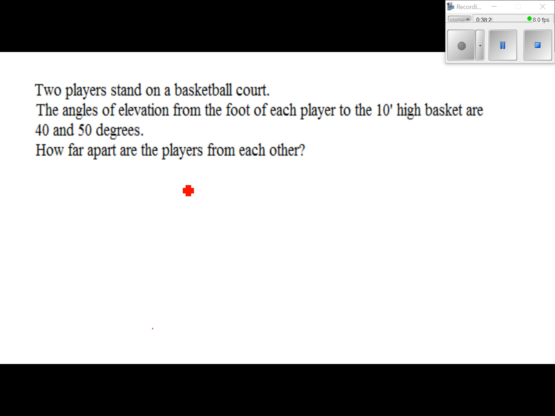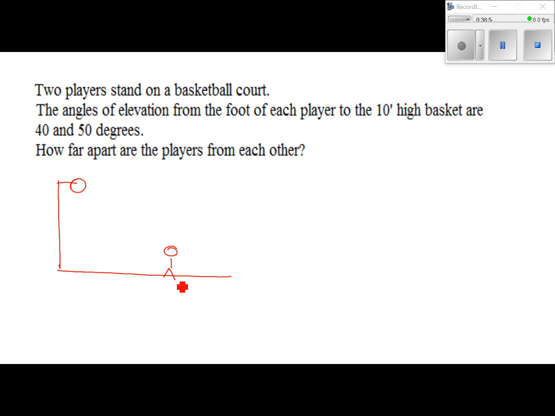Next one, two players stand on a basketball court. The angles of elevation from the foot of each player to the 10-foot high basket are 40 and 50 degrees. How far apart are the two players? So we got our basketball goal here with our rim on it. Spectacular basketball goal. And we got a player standing here. Got to have our ground here.